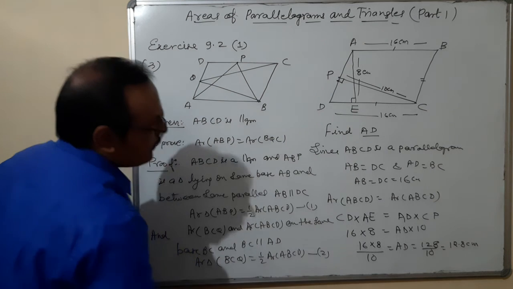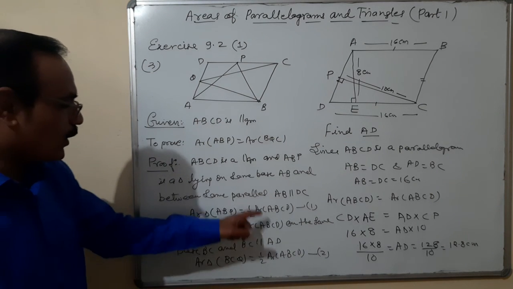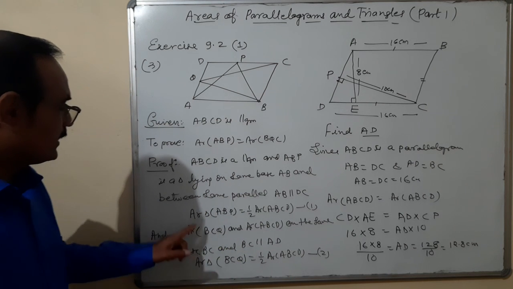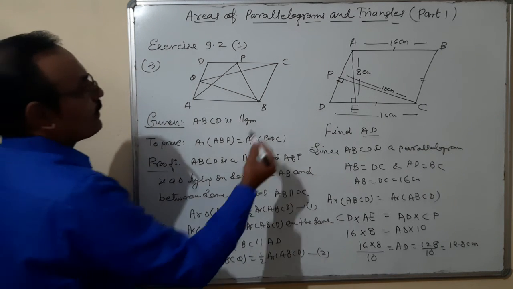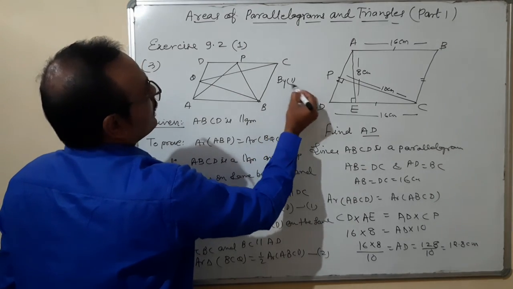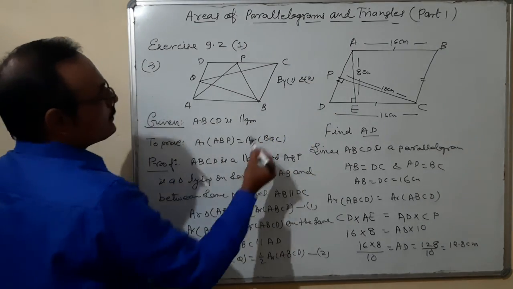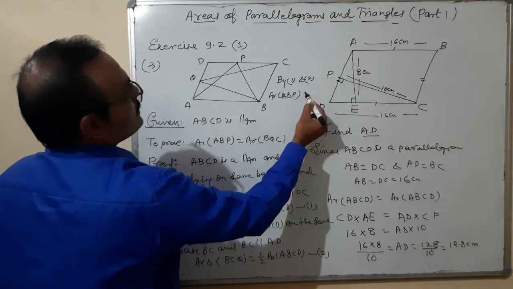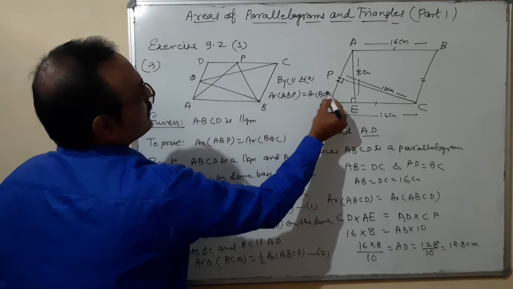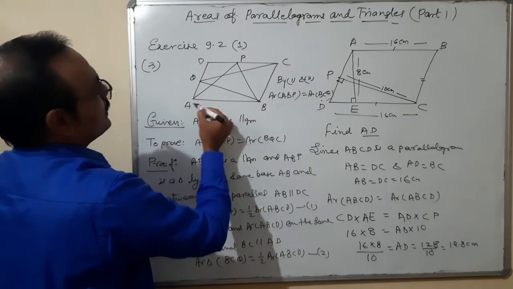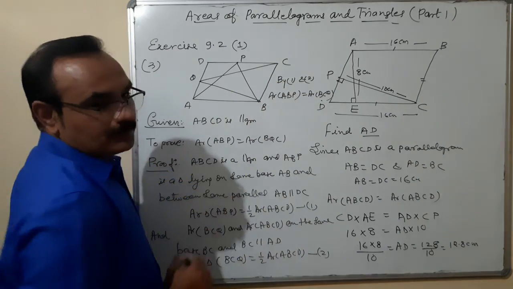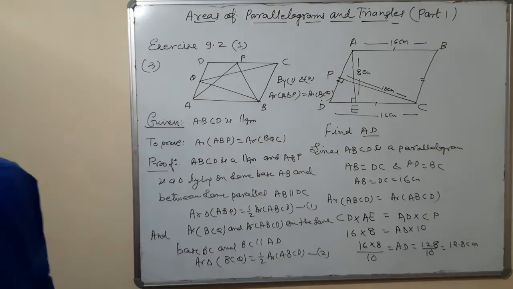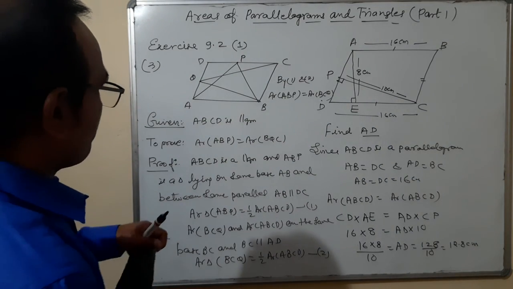This is number 2. And by 1 and 2, what is the conclusion? By 1 and 2, half area ABCD is equal to half area ABCD. That means the area of triangle ABP is equal to the area of triangle BCQ. Proved. ABP is equal to BCQ. Okay. So this is the proof of question number 3.